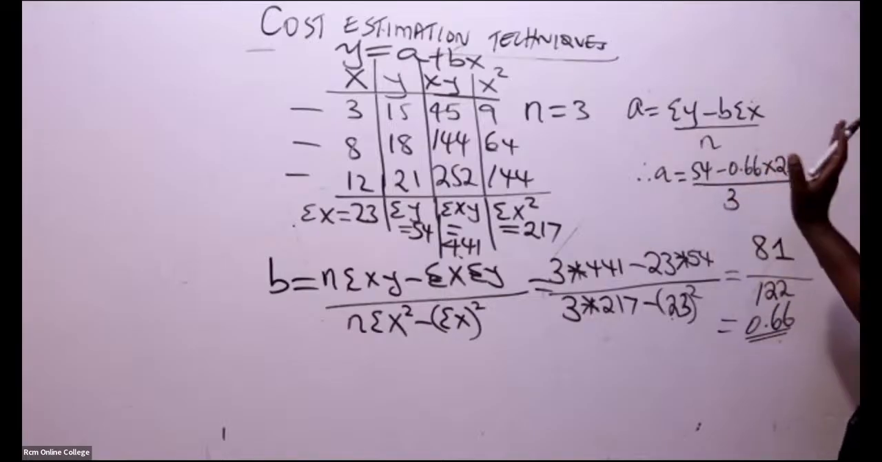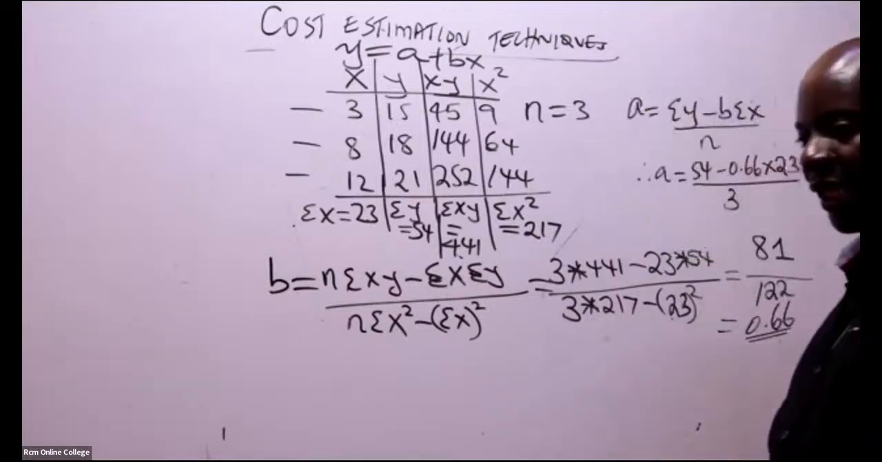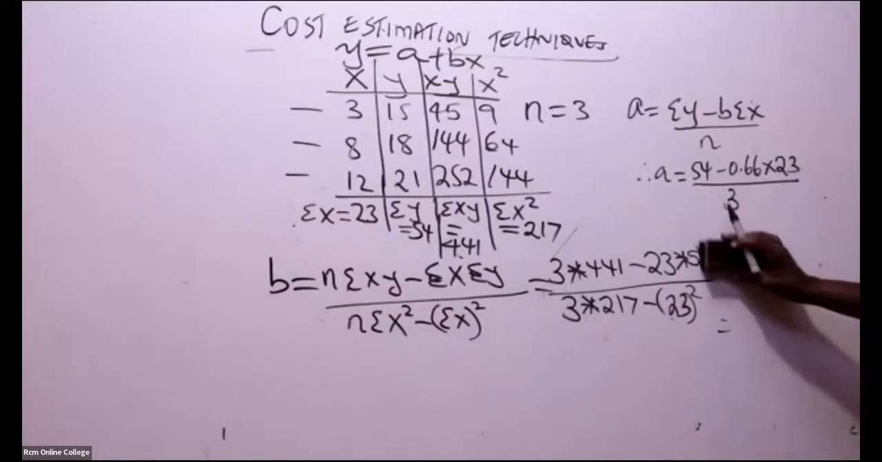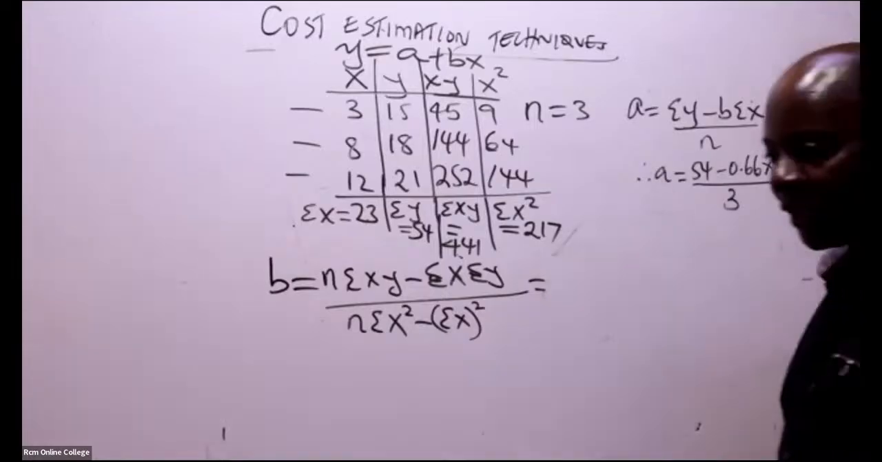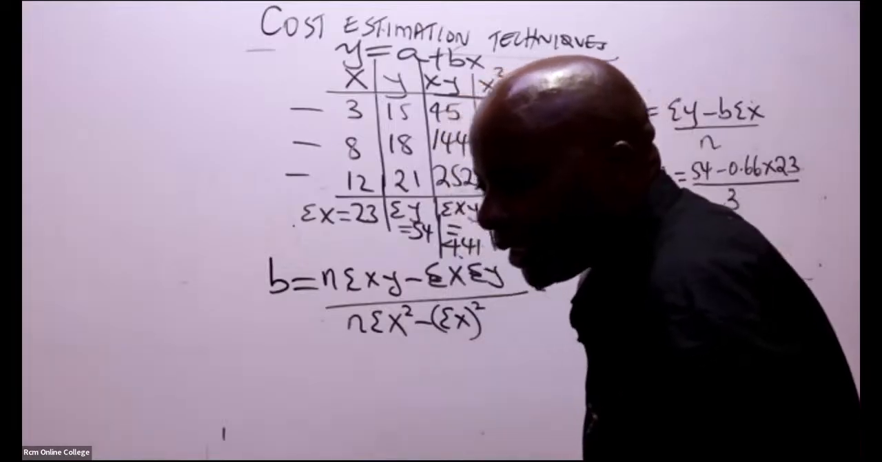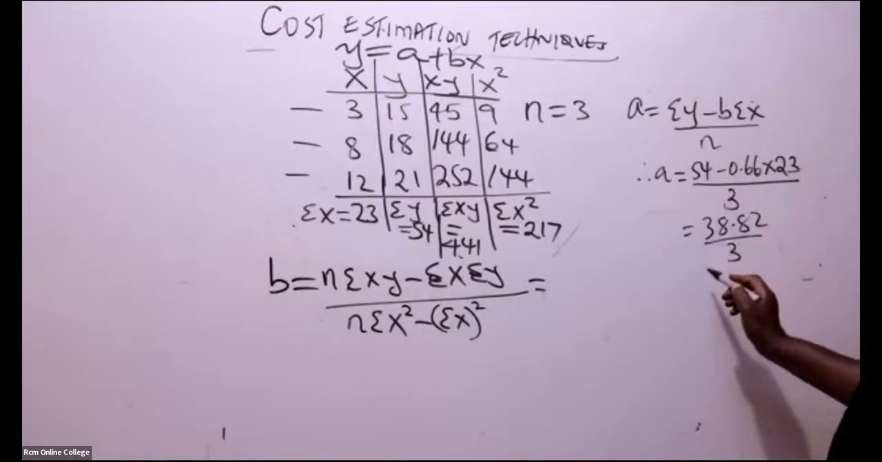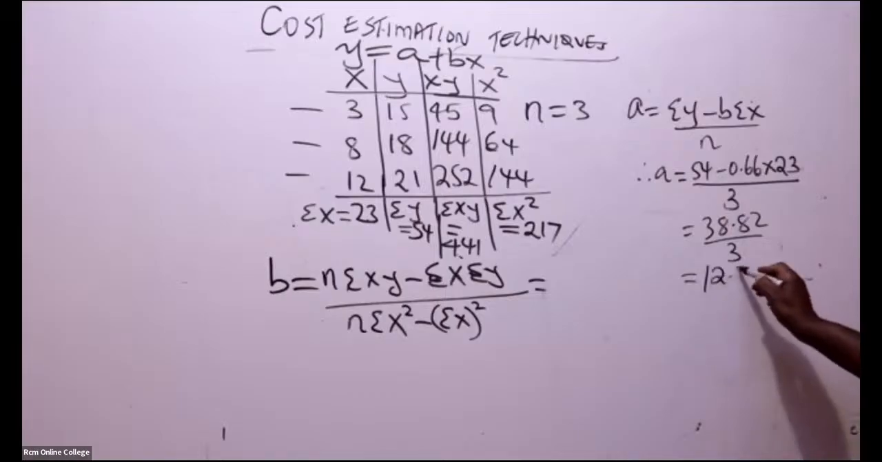Again, get the top line. Get the top line first over the top. So 54 minus 0.66 times 23. What shall we be able to get at the end of the day there? Top line first. The top line. So are they giving me the final answer? 38.82. So 38.82 is the top number divided by 3. So then the final answer will end up giving us what figure? The final answer will end up giving us 12.94, isn't it?